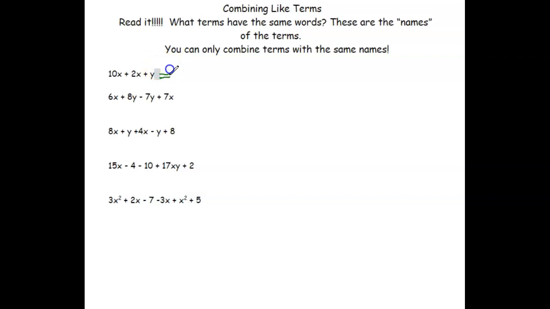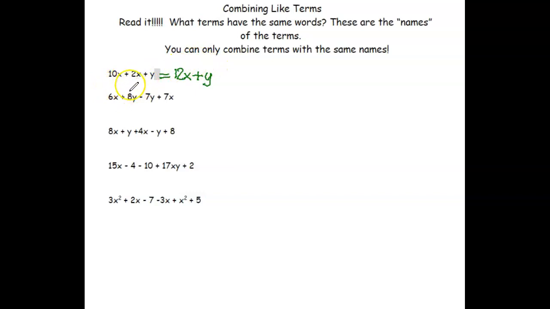So when I combine these together, all I'm going to do is add the numbers, the coefficients. So 10 plus 2 is 12 x's. 10 oranges plus 2 oranges is 12 oranges. Then I have a y that I'm not going to add into this because they can't. This is 12 oranges plus 1 apple. Apples and oranges can't combine together.